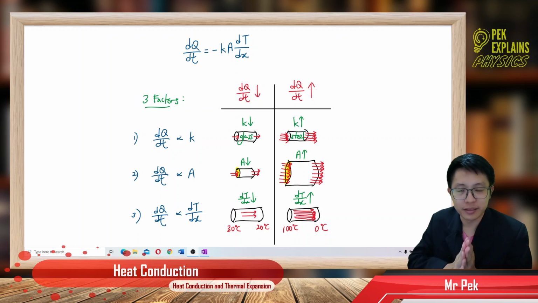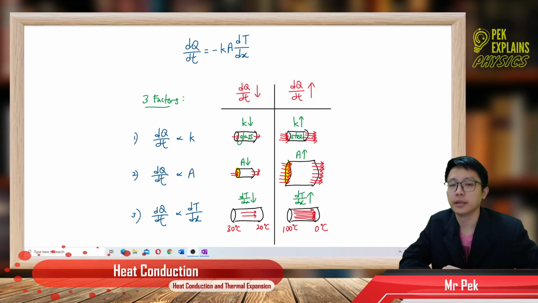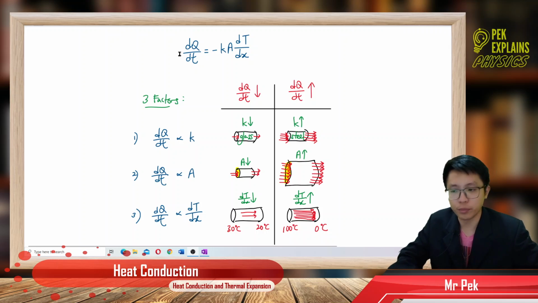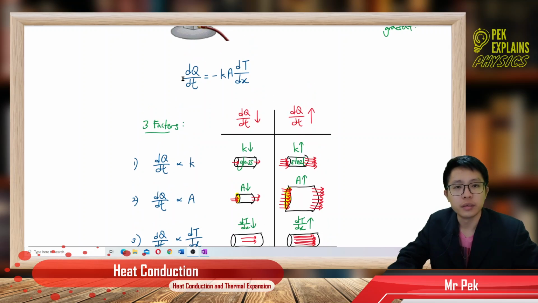Hi, welcome back. Now, let us enter the second part of heat conduction. Okay, so back to our formula of heat conduction. The rate of heat flow, dQ over dt, is equal to negative K A dT over dx.